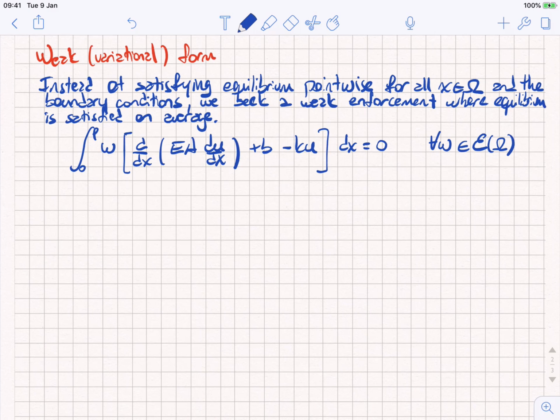And we're going to talk a little bit about spaces, but since we're going to get slightly mathematical there, let's make a quick break, and then we come back to finish that part on weak formulation. Okay? See you in 10 minutes.